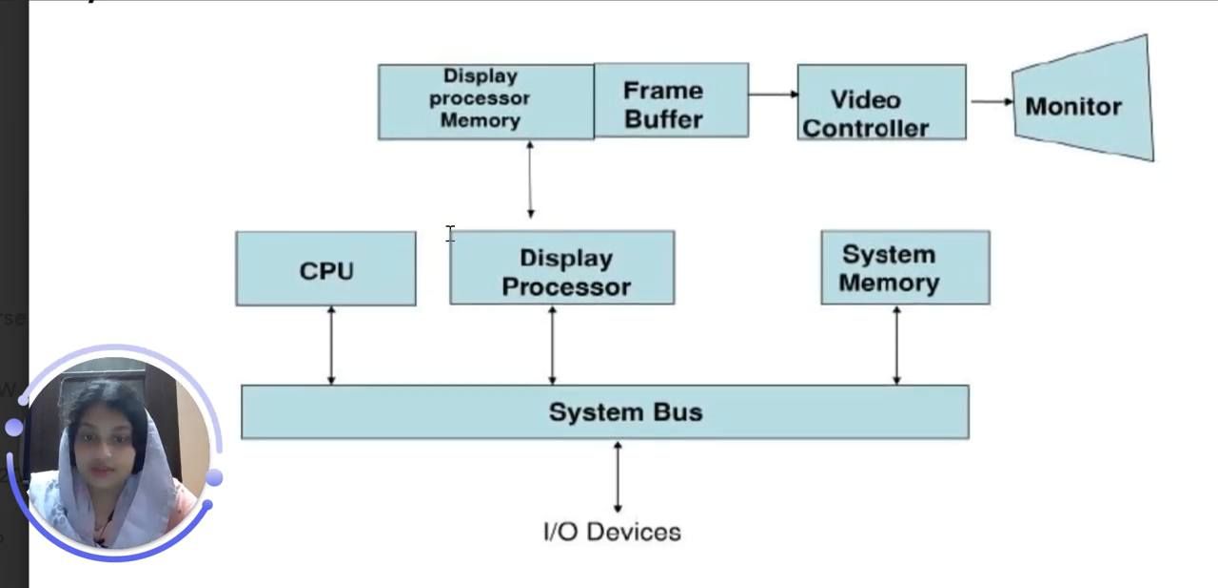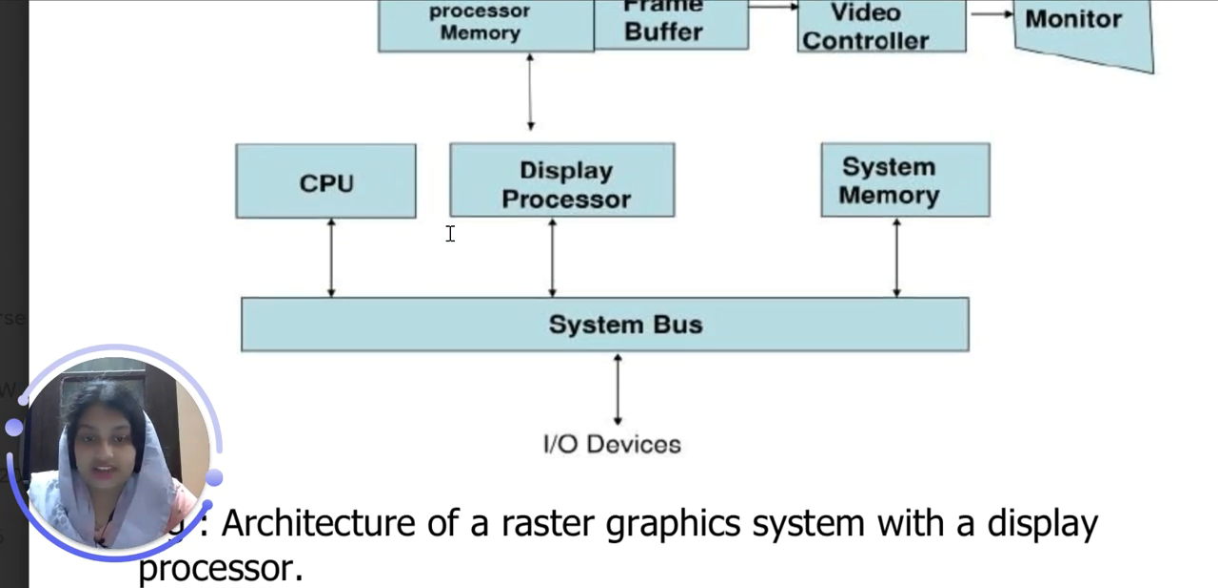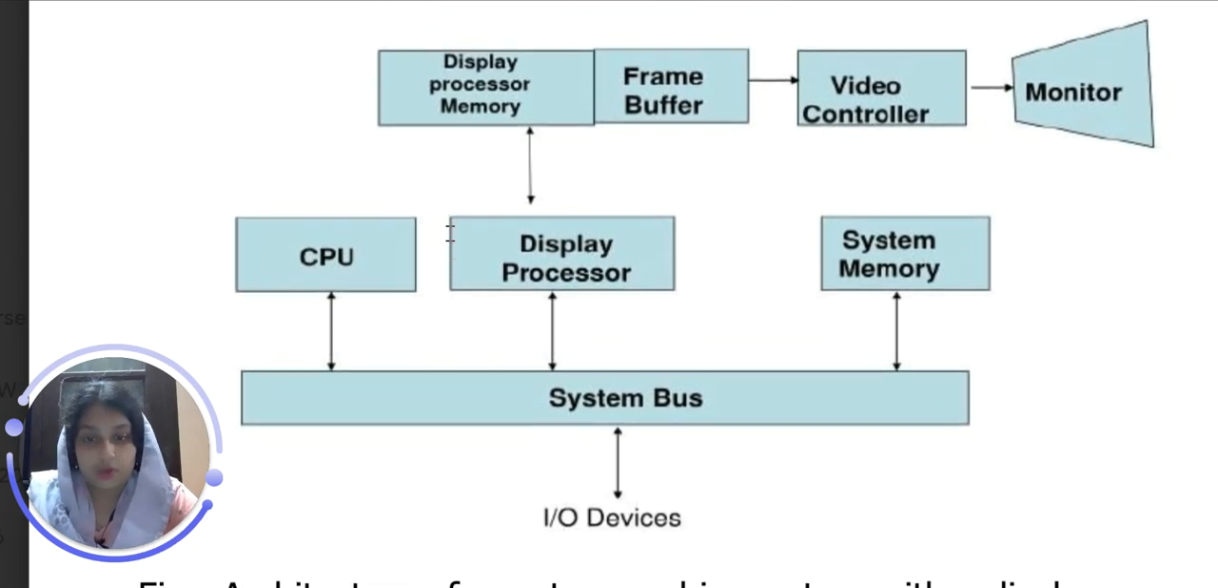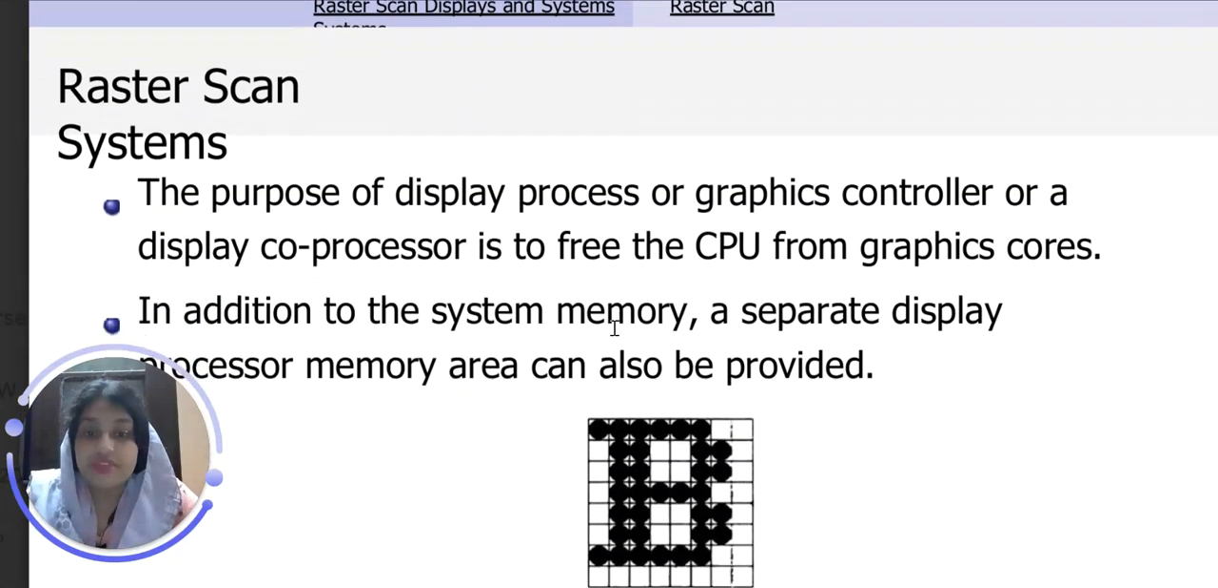This is a similar image to what we have learned before. That is the architecture of a raster graphics system with a display processor. We have a system bus which is connected to the CPU, the display processor and the system memory. We have the display processor memory connected to the display processor. We also have the frame buffer which is connected to the video controller and the monitor.